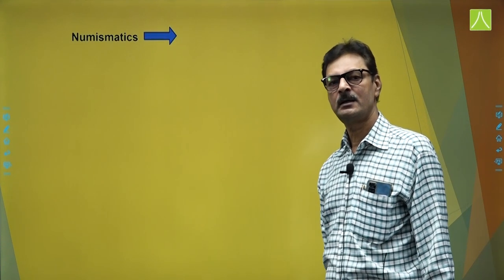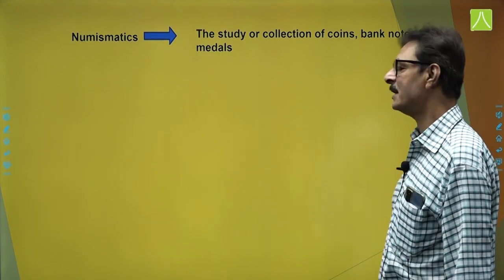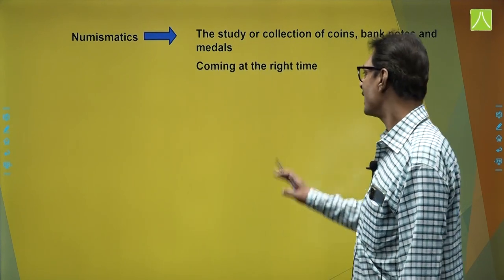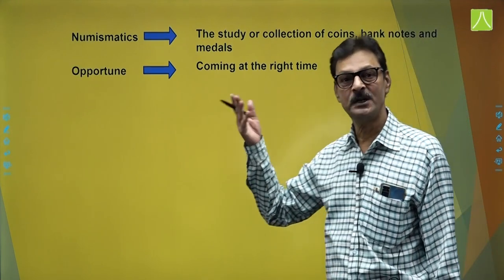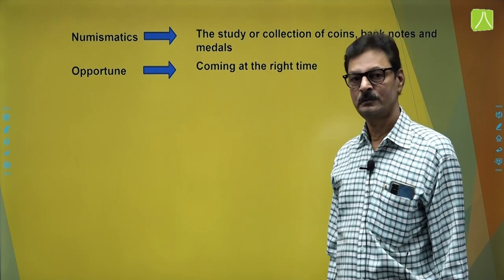Some more words. What is numismatic? Numismatic is the study or collection of coins, bank notes and medals. Coming at the right time is opportune, opportunity. So, coming at the right time is opportune.